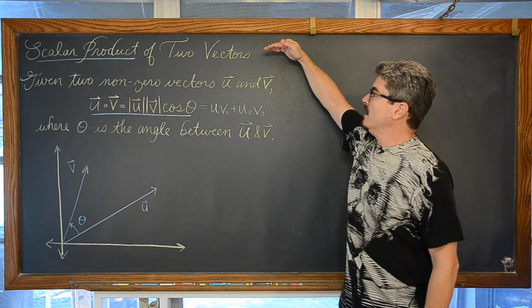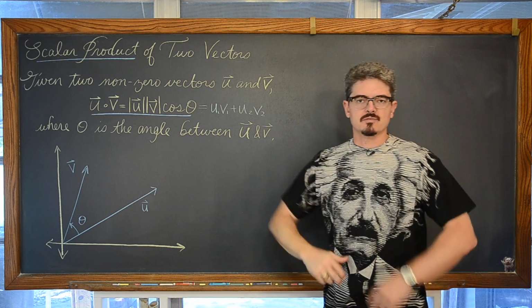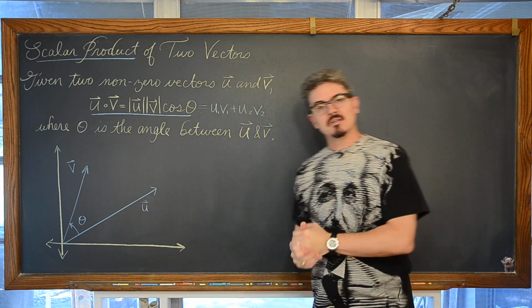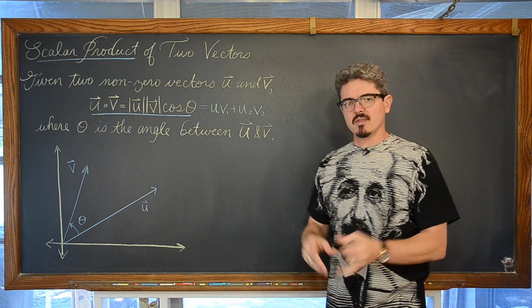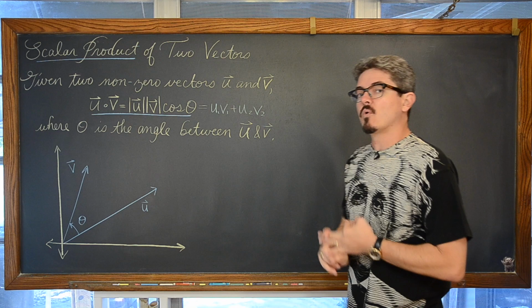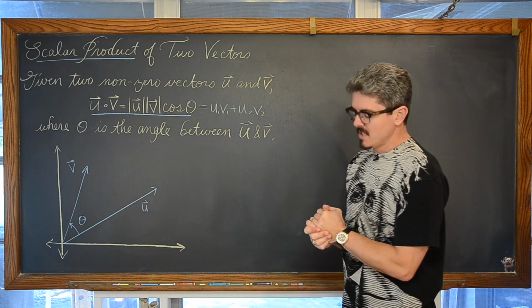In this math lesson, we're going to take an in-depth look at the dot product, scalar product, or the inner product of two vectors. Depending on what textbook you're using, you'll see all three names used, not interchangeably within a textbook, but they are the same thing: scalar product, dot product, or inner product between two vectors.